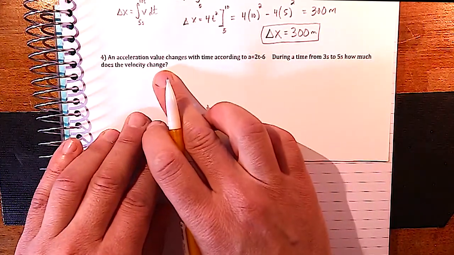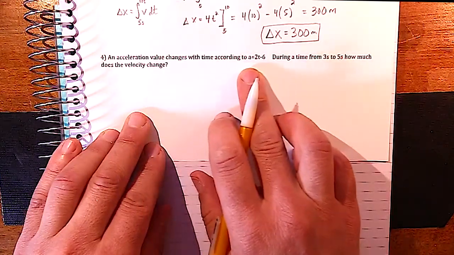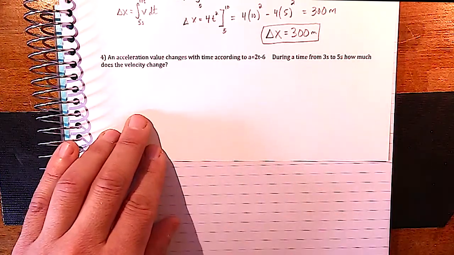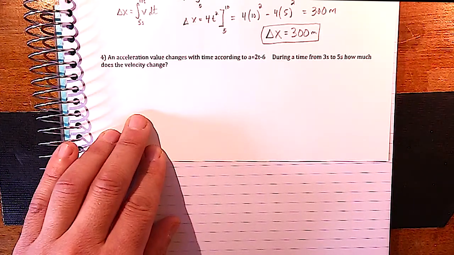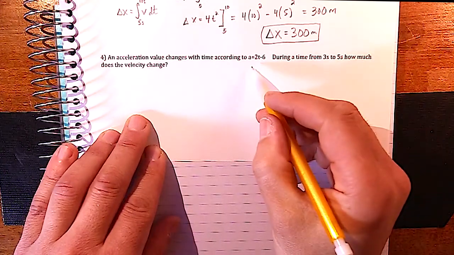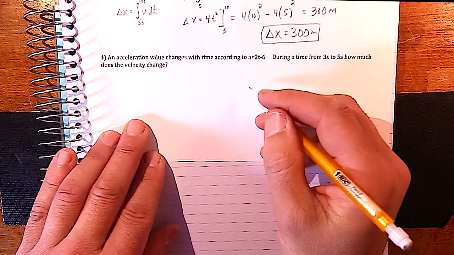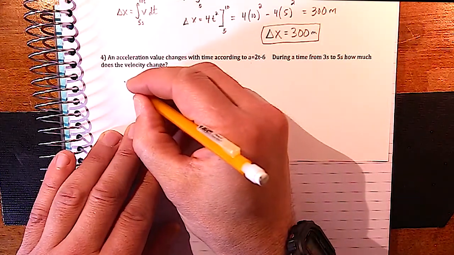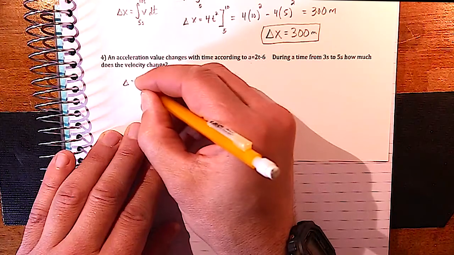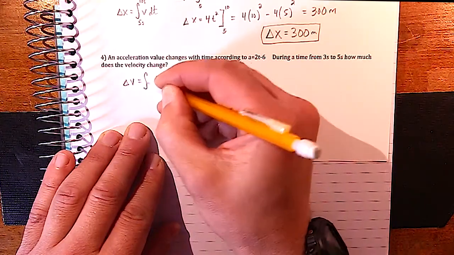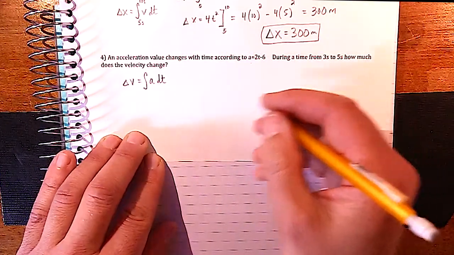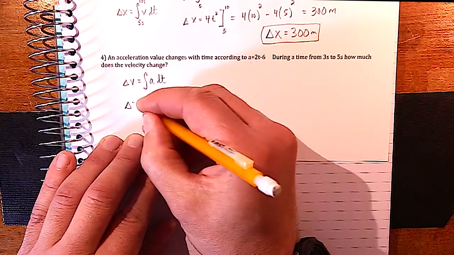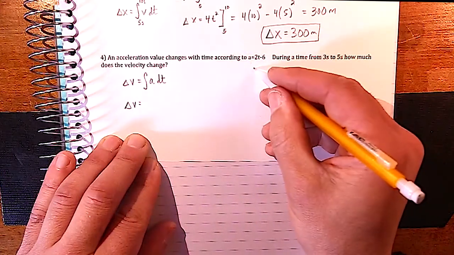Here we have an acceleration value that changes according to this formula, 2t minus 6. During a time from 3 to 5 seconds, how much does the velocity change? So we're going from acceleration to velocity. Well, we know that change in velocity is equal to the integral of acceleration with respect to time. So we have to integrate the formula for acceleration.